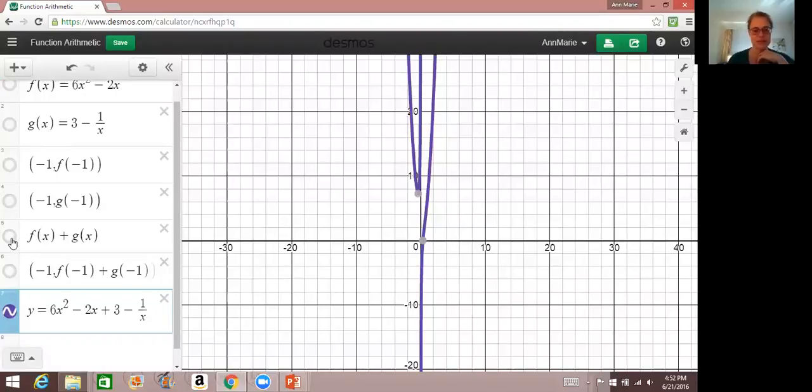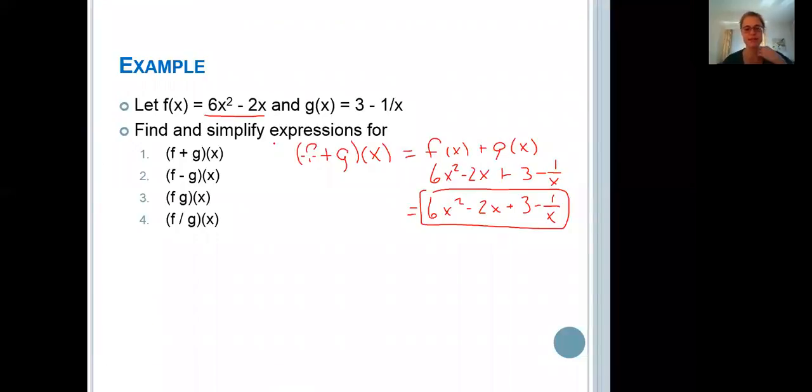But this is what I think the answer is. Let's see what Desmos says the answer is. All right, so sure enough, if I turn on my Desmos version of f plus g of x, that is exactly what I said it was. Okay, so all we did was we took the definition of f and added to it algebraically the definition of g. And that gave us the result of 6x squared minus 2x plus 3 minus 1 over x.